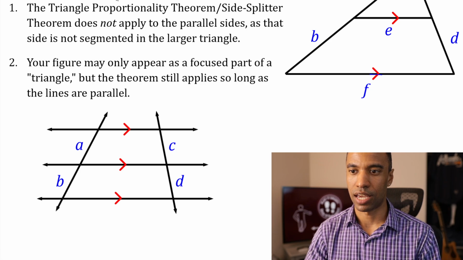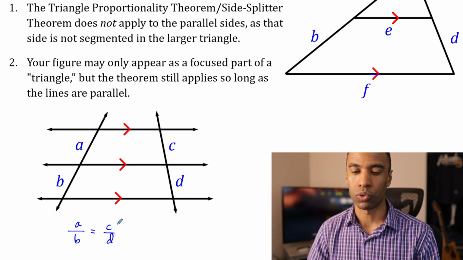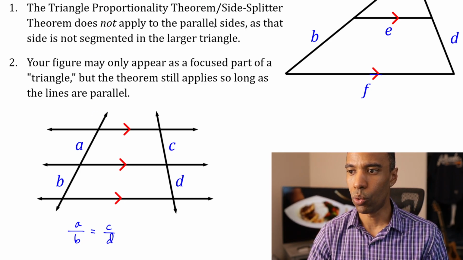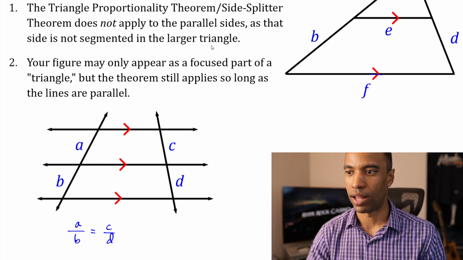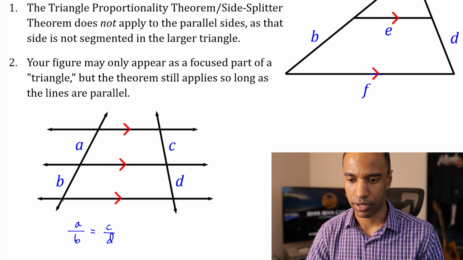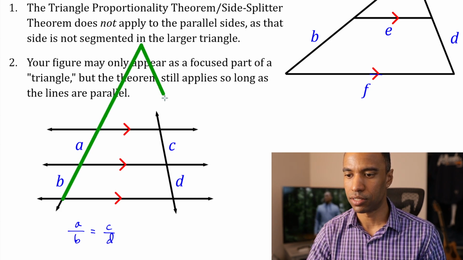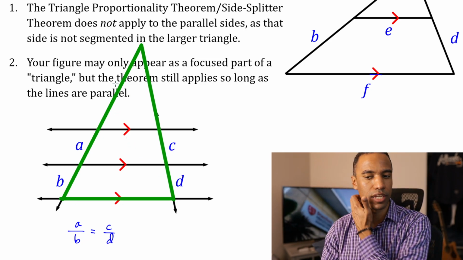And I want you to make sense of this, guys. We can still use A over B equals C over D with what you're looking at right there. Because if I visualize it for you, I could make a triangle out of this thing if I just extend these lines. If I extend these lines here, I do have a triangle.